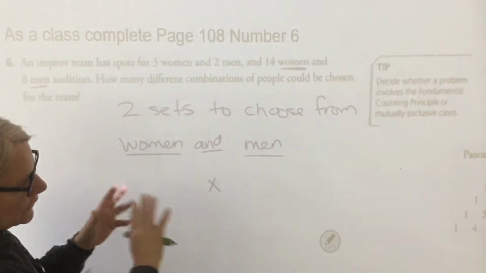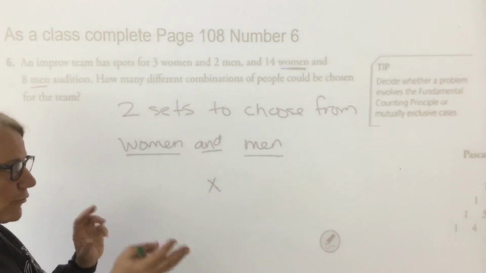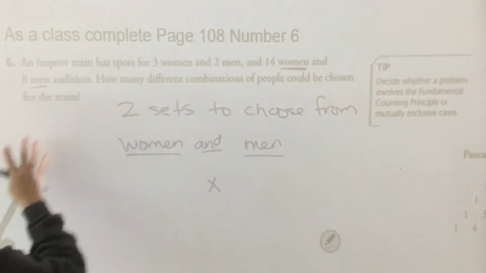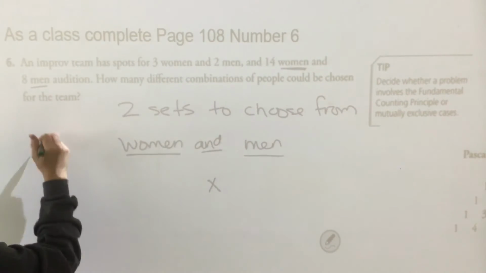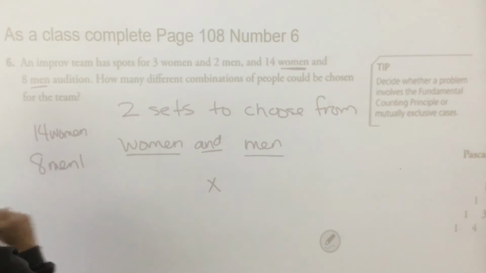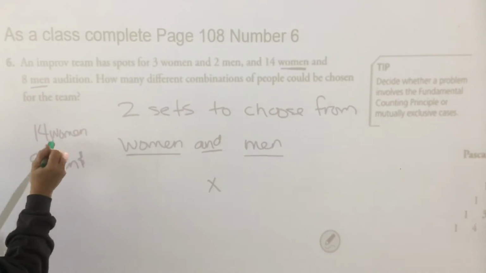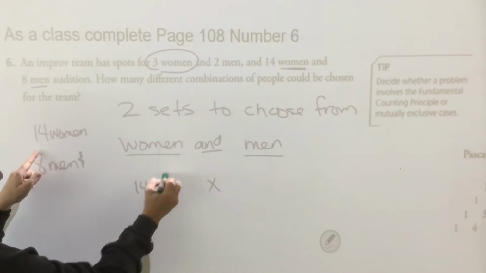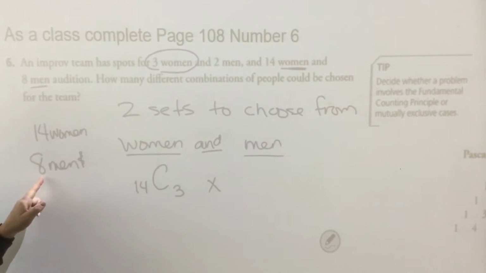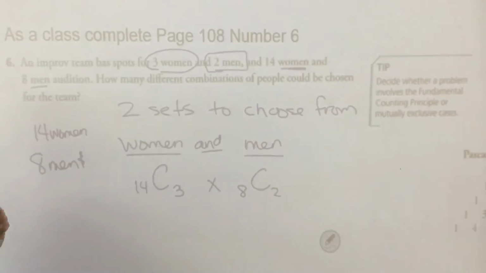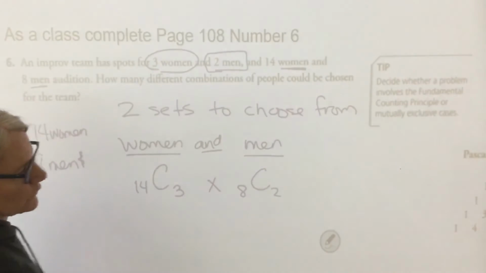So this is where you just have to keep your numbers straight as to what you're choosing from. What's the set, what's the subset number? So sometimes I even write it to the side to give myself this clarity that I have 14 women and I have 8 men. And from the 14 women, I'm going to choose 3 women. So that's going to be 14 choose 3. And then from these 8 men, I'm choosing 2 of them. So it'd be 8 choose 2. I want women and men on this team. So whenever I get those, you're going to multiply them.